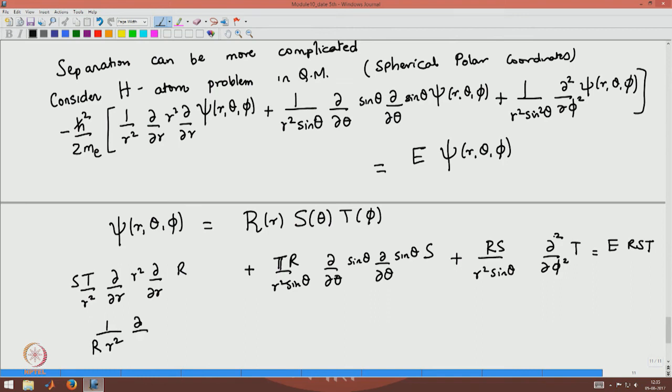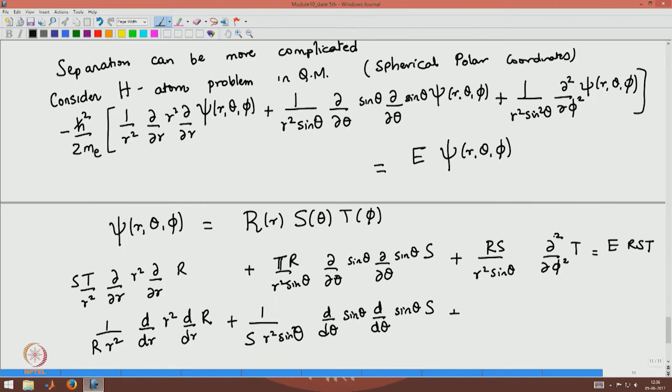r square, and let me write it explicitly as d by dr of r square d by dr of r, plus 1 over s r square sin theta, and let me write d by d theta of sin theta d by d theta of sin theta times s, plus 1 over r square sin square theta times 1 over t d square t by d phi square, is equal to E.